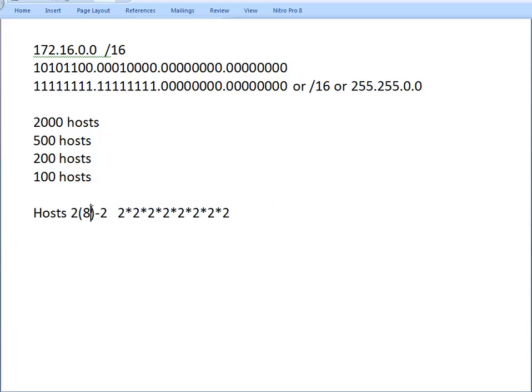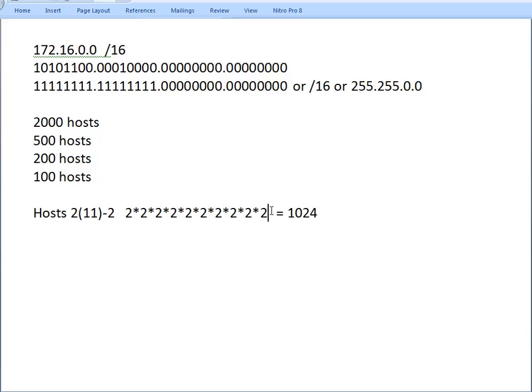If we borrow 10 zeros, I'm going to write that 10 times 2. 2 times 2 is 4, 8, 16, 32, 64, 128, 256, 512, 1024. Now that's not enough. 2 to the power 10 is 1024. Not enough. So we have to do one more times 2, so 11 zeros.